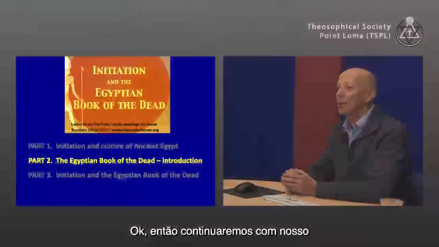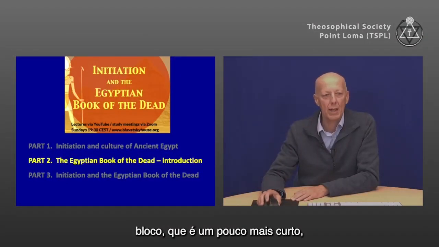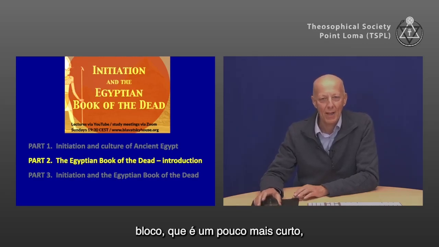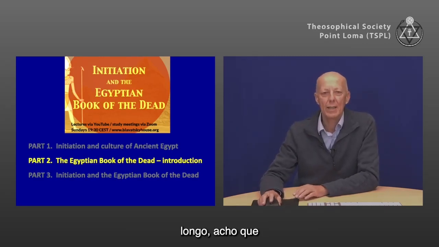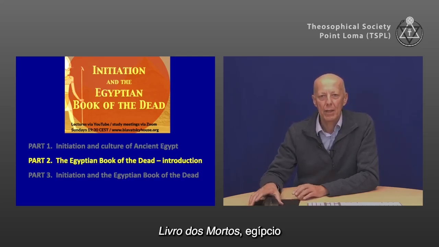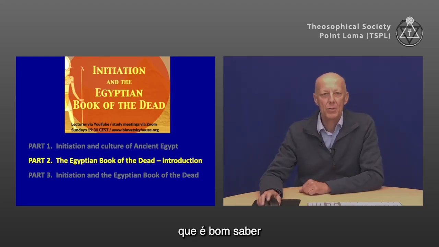Okay, then we will continue with our second block, which is a little bit shorter because the first block was a little bit on the long side, I think. We will now have a look at the Egyptian Book of the Dead. We will talk about the origin, function, and some facts which are nice to know.